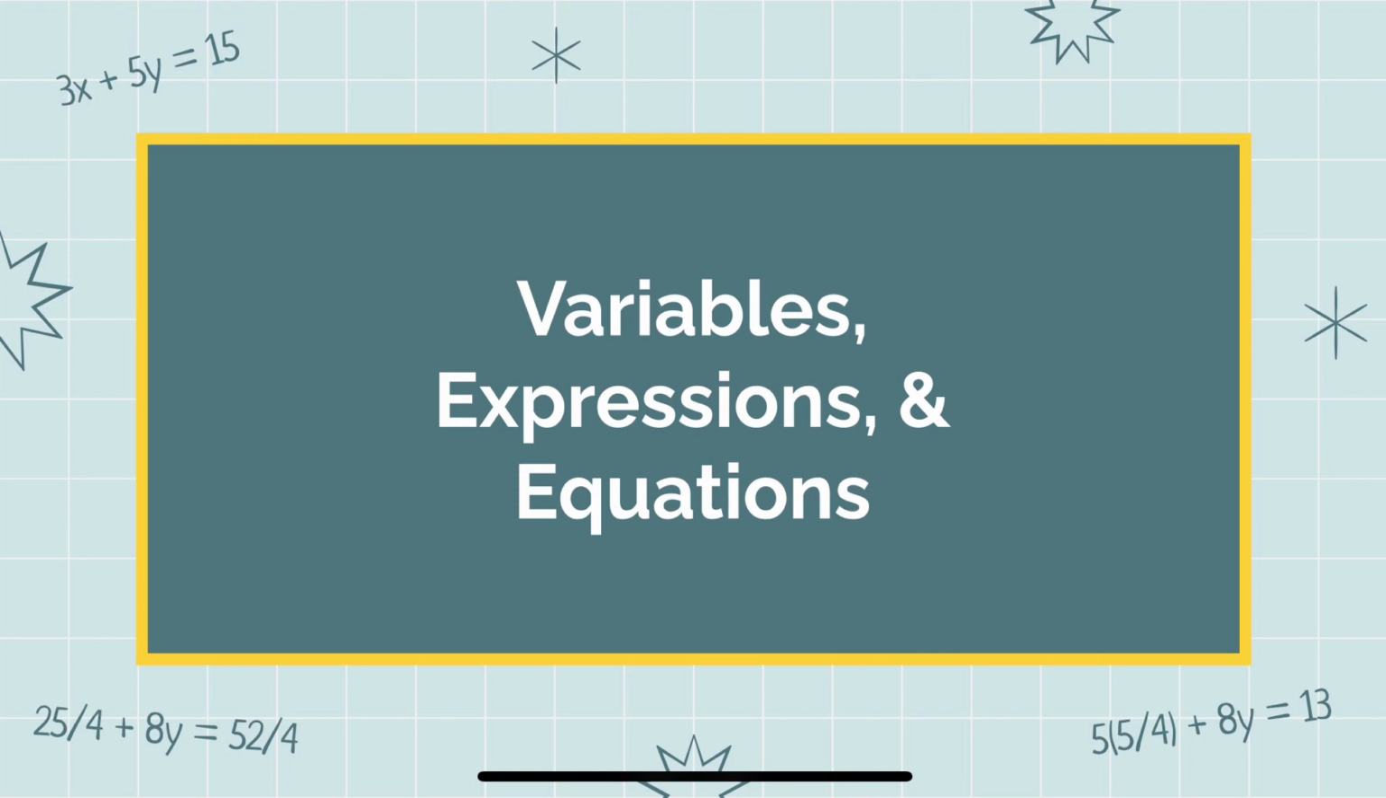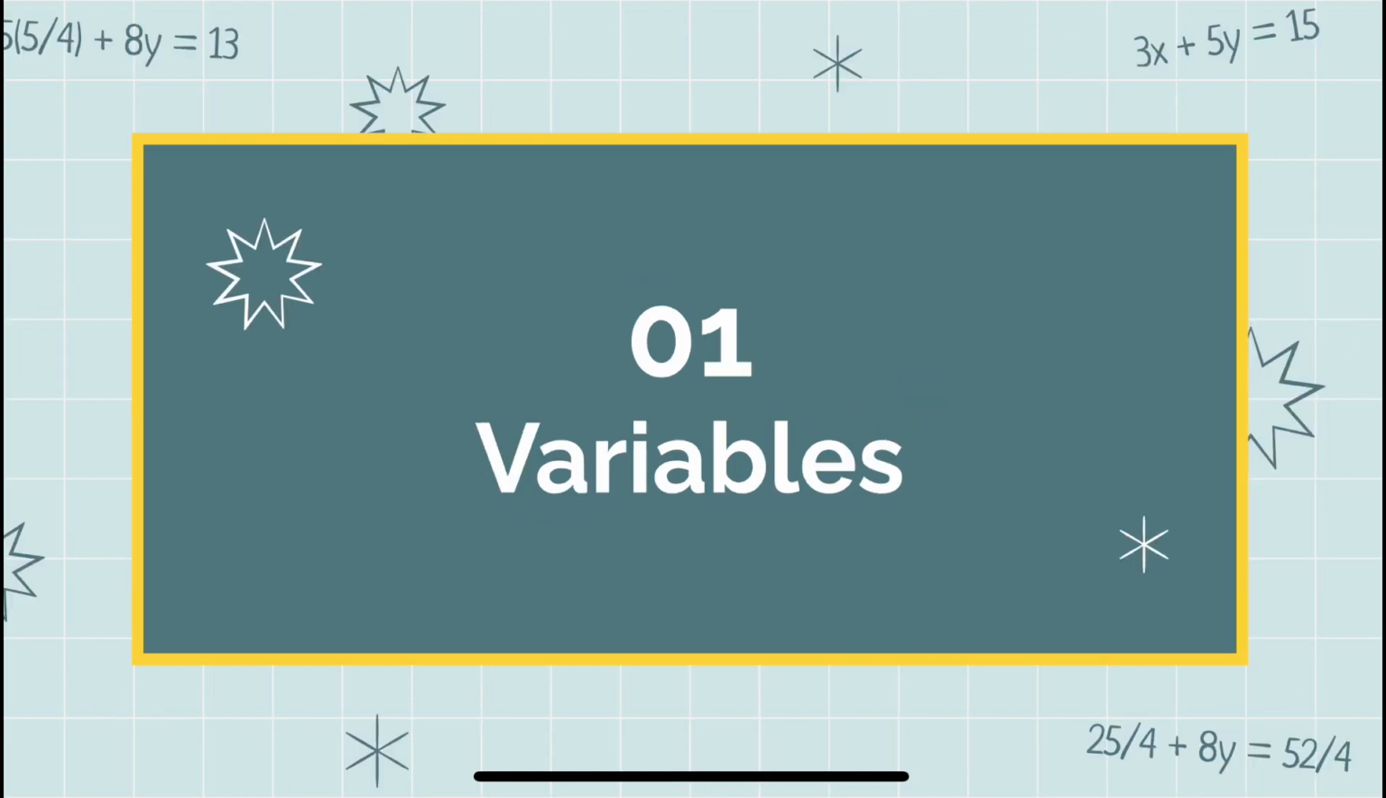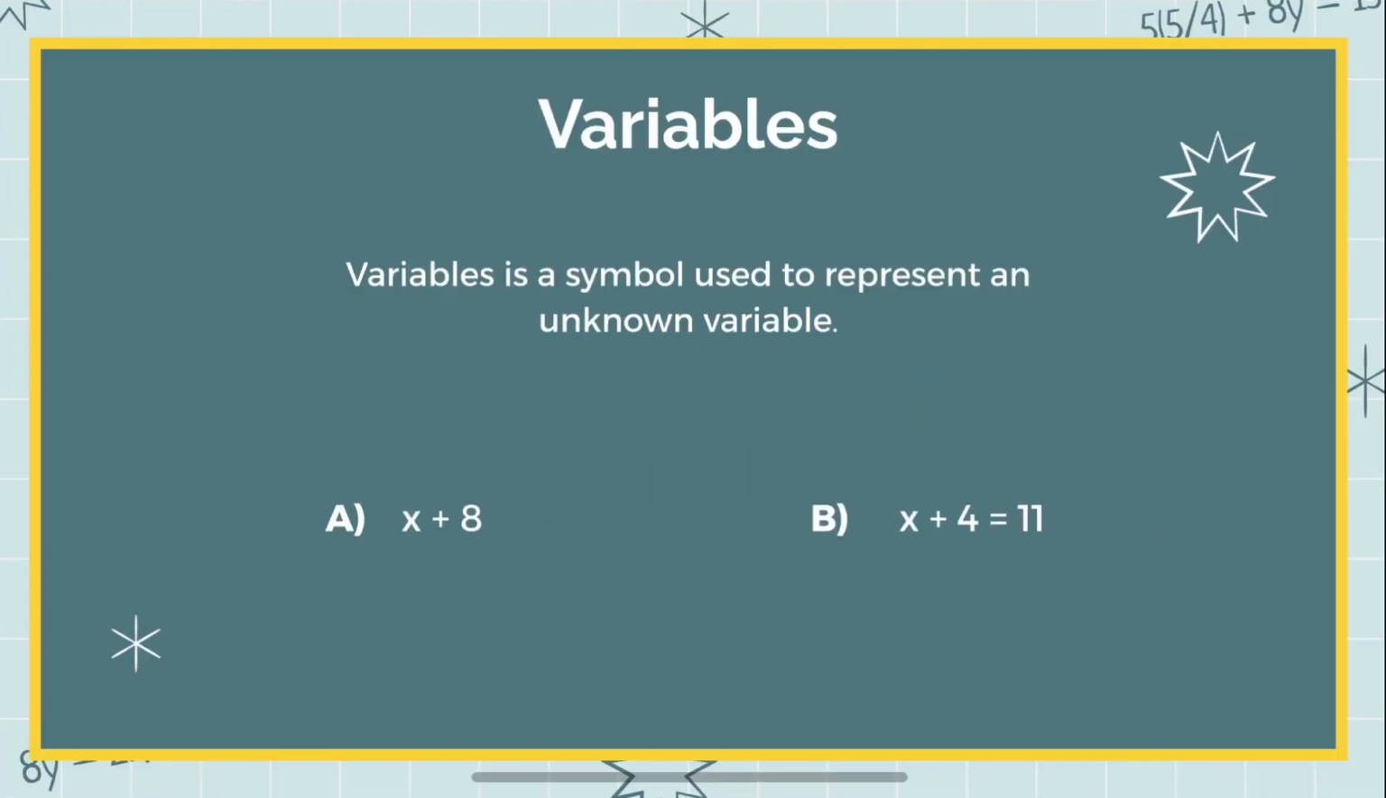In today's video, I'm going to cover Pre-Algebra Lesson 1-1, which is about variables, expressions, and equations. Let's start with variables. A variable is a symbol used to represent an unknown value. It's usually represented by a letter and it's like a missing puzzle piece in a math problem. A variable's value can change or be defined depending on the situation.